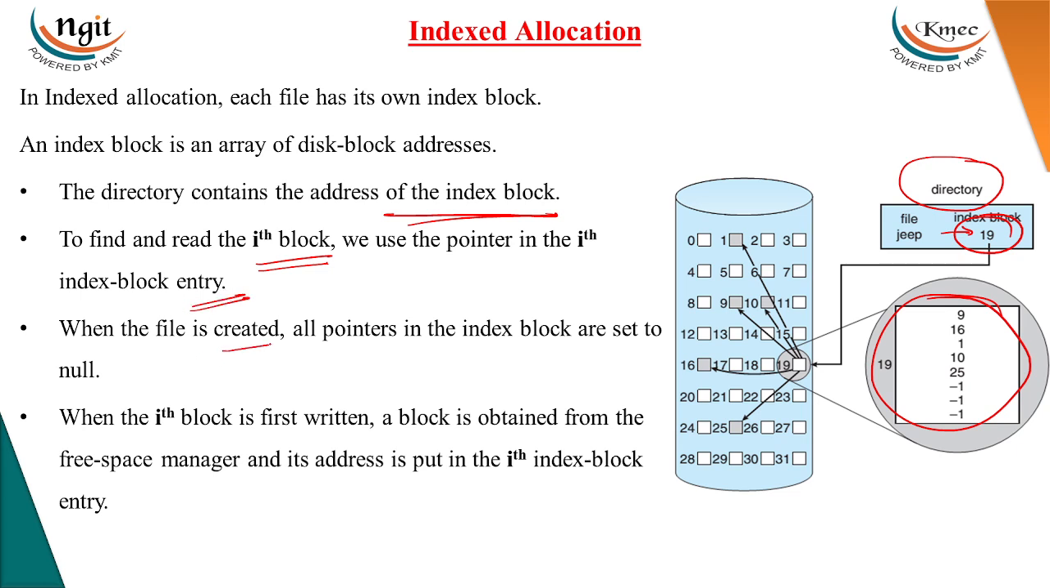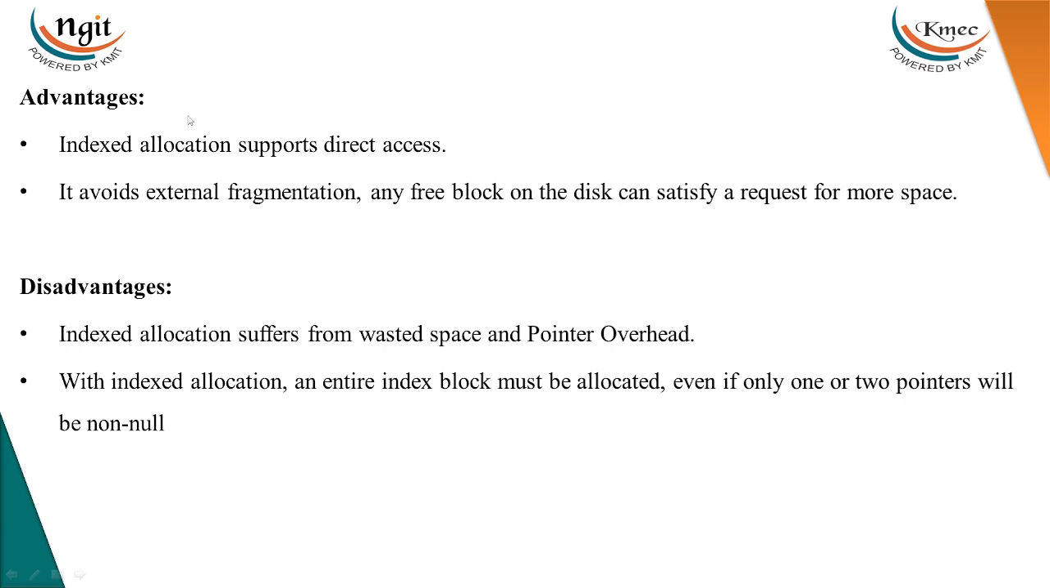When the file is created, all pointers in the index block are set to null. A new file is an empty file, so it is null. Once you write data onto that file, each block is allocated and we write the block numbers into the index block. The advantages of indexed allocation are that it supports direct access and it avoids the problem of external fragmentation. Any free block on the disk can be given to the corresponding file.